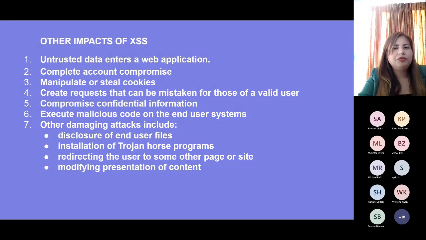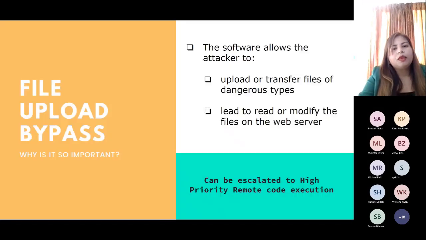so that no illegitimate requests are sent by an attacker. Compromising of confidential information is also possible. And there are other damaging effects like disclosure of end user files, installation of Trojan programs, redirecting the user to a new page, and modifying the presentation of content.